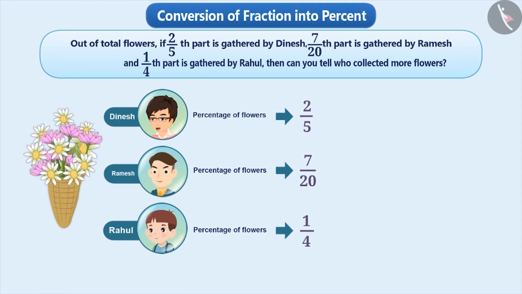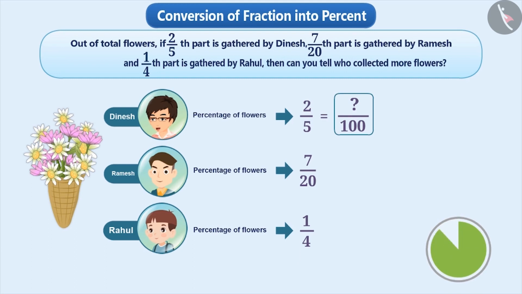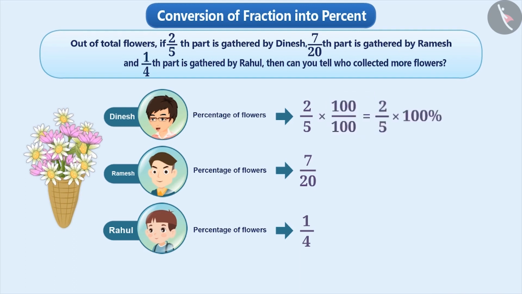If we want to represent a fraction in percentage form, then first we have to find its equivalent fraction whose denominator is 100. Now can you tell how will you express 2/5 in percentage? Think for a while. Let me tell you. To convert any fraction into percentage, we multiply it by 100/100, that is, by 100%. This means the percentage of flowers collected by Dinesh is equal to 2/5 × 100%, which is equal to 40%.